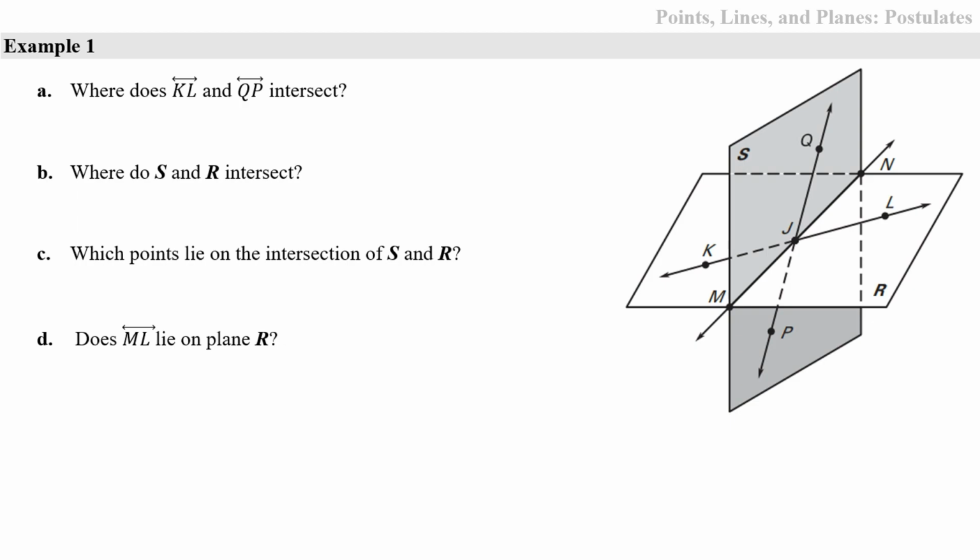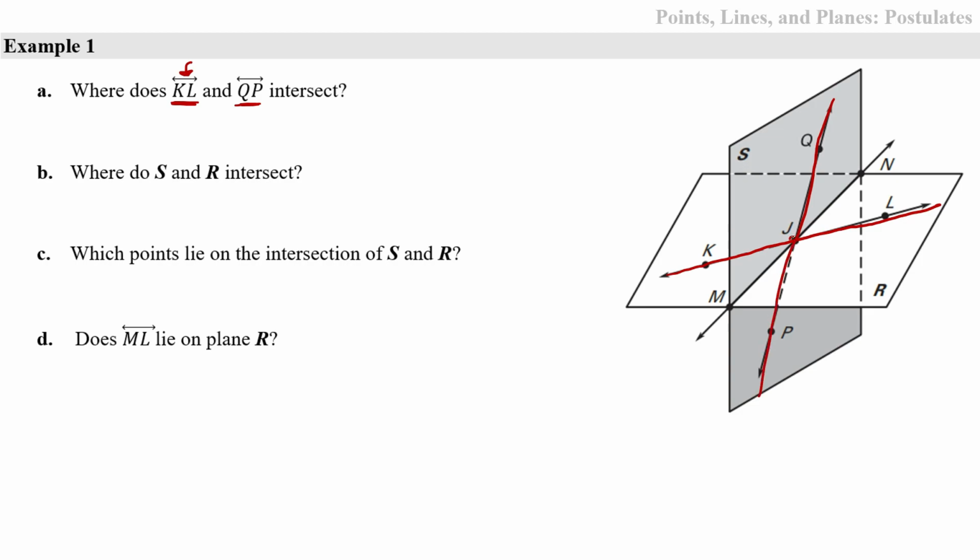It says, where does... The last lesson we learned what that symbol meant. And whenever you see those 2 arrows, that means line. So you will read this as, where does line KL and line QP intersect? Okay. So let's look at the picture. And KL is a line kind of going this way, passing through K and L. And QP is a line going through Q and through P, this line here.